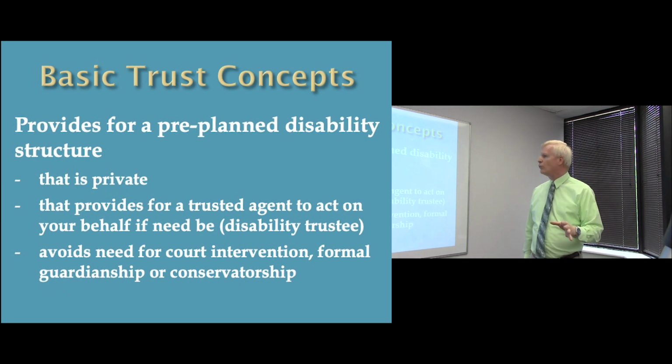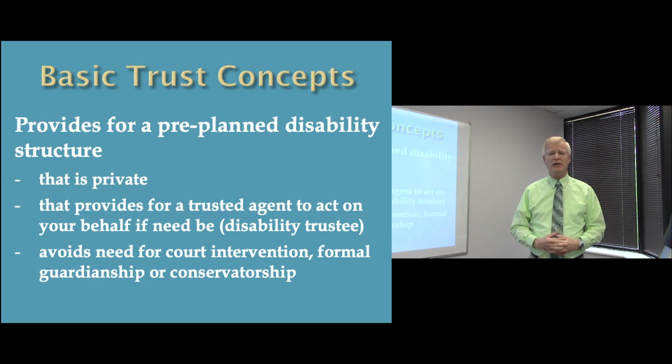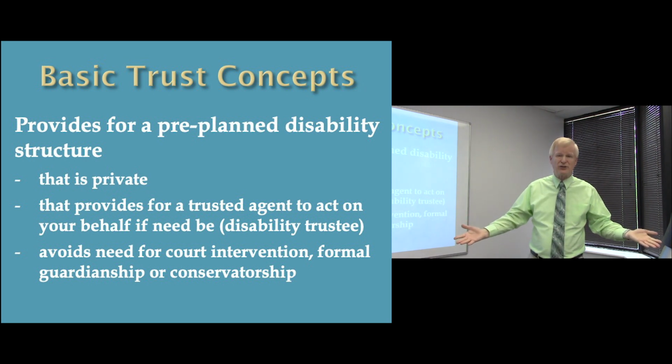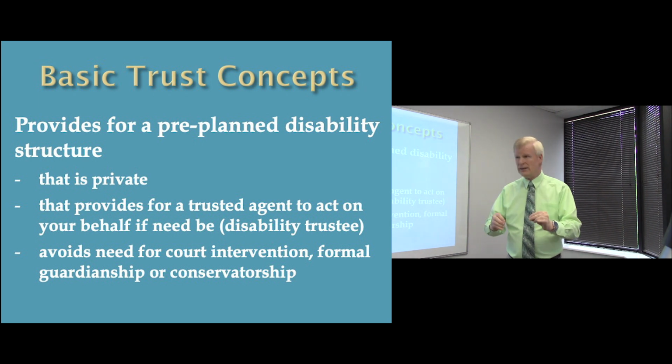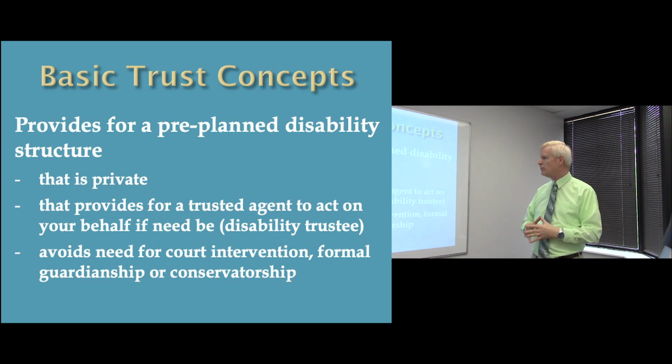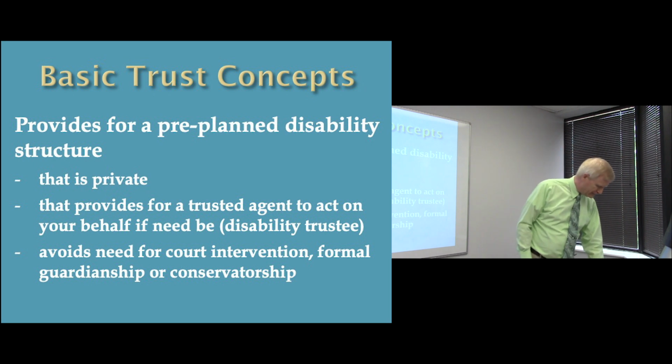A trust provides for a pre-planned mental disability structure. When we talk about disability, we're not talking about physical disability, because you can still make decisions if you've got a broken leg or a broken arm. We're talking about mental disability, where you can no longer make decisions on your own. You have to act through an agent. In the case of a trust, that agent is called a trustee or a successor trustee. So we can do mental disability planning. Again, we set this up privately. It's a contract. We set up a trusted agent to act and pay our bills for us if something happens. And then that avoids that court intervention. We don't need the court to intervene.